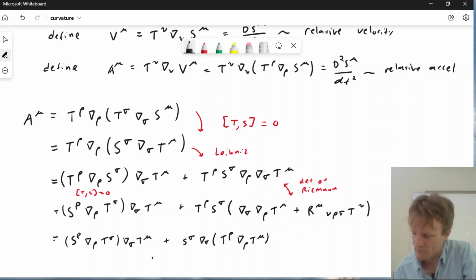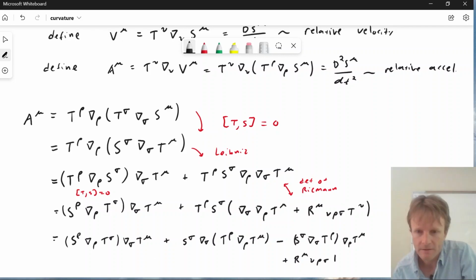Okay, so then I need to subtract off whatever I added in by putting the T rho in. So what I subtract off will be S sigma del sigma T rho. And then what's left, S sigma del sigma T rho, is D rho T mu. Very good. And then plus the Riemann stuff, mu nu rho sigma T rho S sigma T nu.